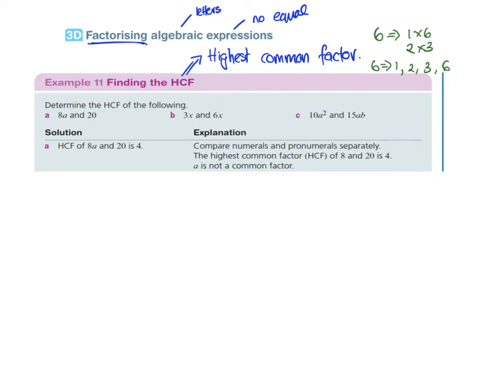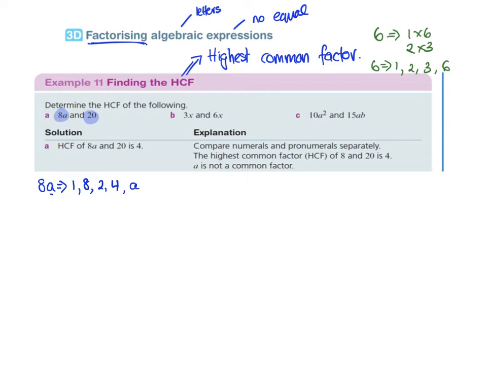So for this first example, it says determine the highest common factor of 8a and 20. If we think about factors in 8a, we could have 1 times 8. What else could you times together to get 8? 2 times 4, good. And because this one has an a, we say a is a factor in there too, so we would times a in there.